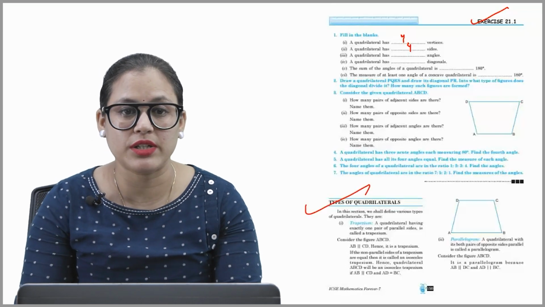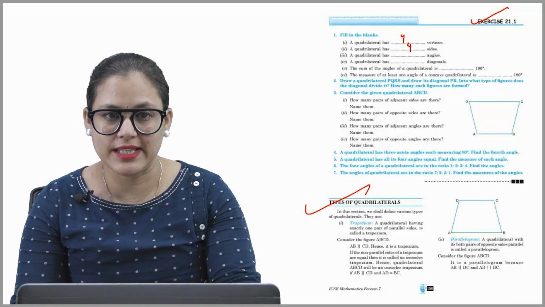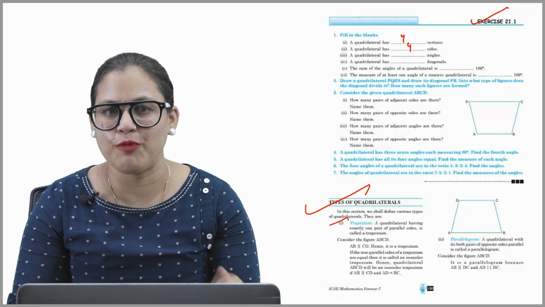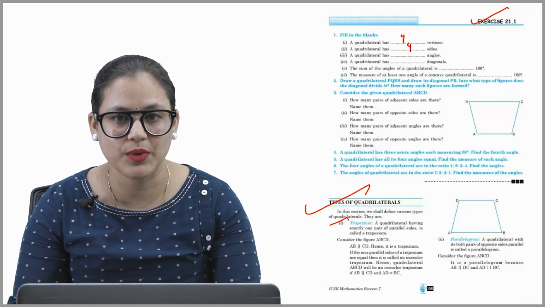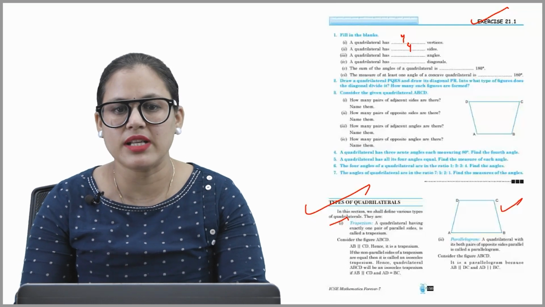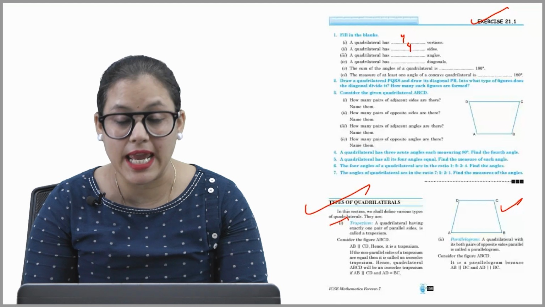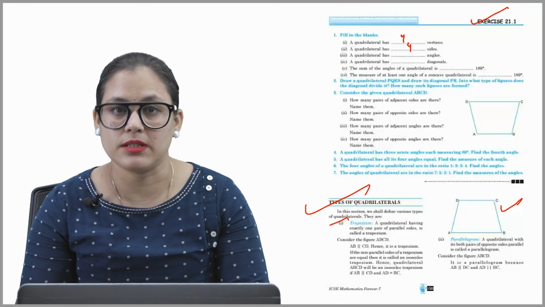In this section, we shall define various types of quadrilaterals. They are: number 1, trapezium. A quadrilateral having exactly one pair of parallel sides is called a trapezium. Okay. See, this is the trapezium. Now, we will consider this figure. AB, this side is parallel to this side. That is, AB is parallel to CD. Hence, it is a trapezium.